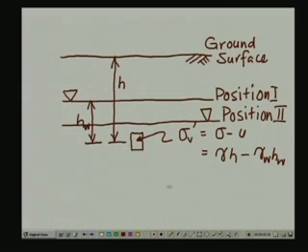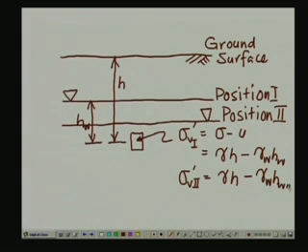So, in this case what is going to happen is, let us drop another subscript here. So, sigma v prime 1 will be the original effective stress within the element shown there, and the effective stress finally is going to be sigma v prime 2, and that is going to be equal to gamma h minus gamma w times h w 2. Let us call the first depth of water table as h w 1 and the second depth of water table as h w 2.